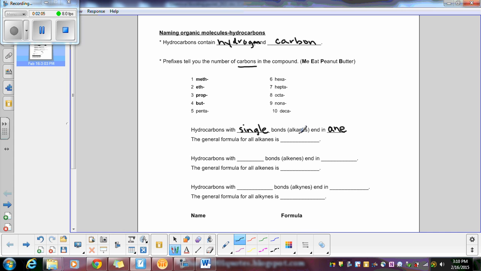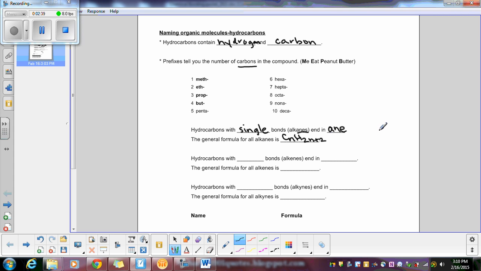So if you look back at the word alkane, the suffix there is the same as the suffix that we'll use for these names. The general formula for alkanes is C, with the number of carbons symbolized by an n. Remember, the prefixes are going to tell us that. And then hydrogen: to find the number of hydrogens, we're going to take 2 times the number of carbons plus 2. Again, that's a formula that you probably want to know.